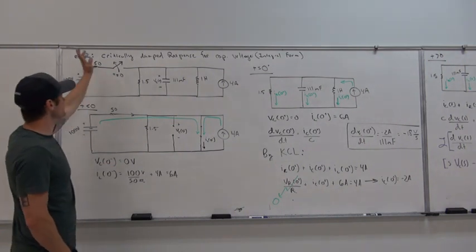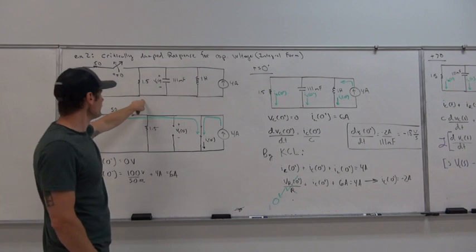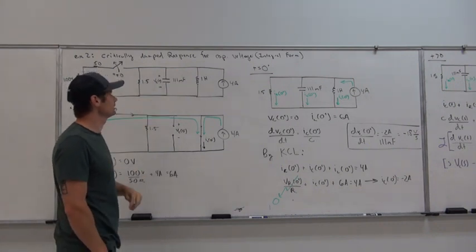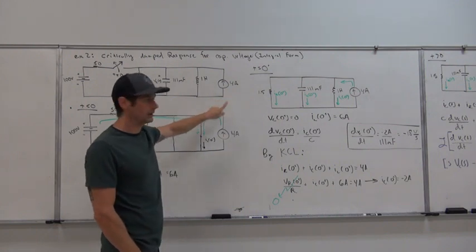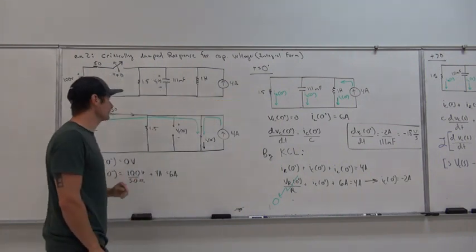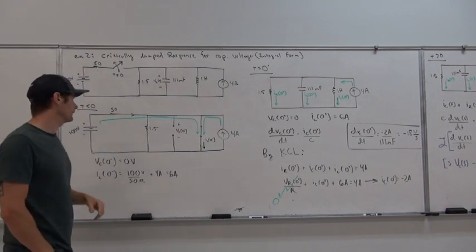So for this one, switch open at t equals 0. Here we've got 1.5 ohms. We have a capacitor with 111 millifarads, a 1 Henry inductor, and then a 4 amp source. So the switch opens at t equals 0. So we're going to look at t less than 0 first and go through and find that initial condition.